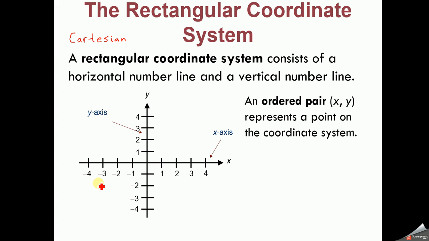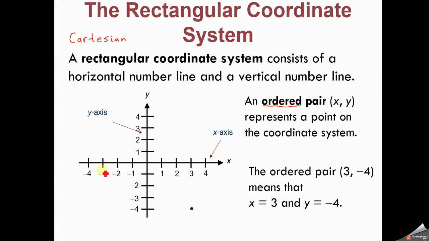An ordered pair (x, y) is ordered. So x always comes first, y always comes second. It represents a point on the coordinate system. So for example, you have the point (3, -4). 3 across to the right, 4 down, because it's negative. That means x equals 3 and y equals negative 4.